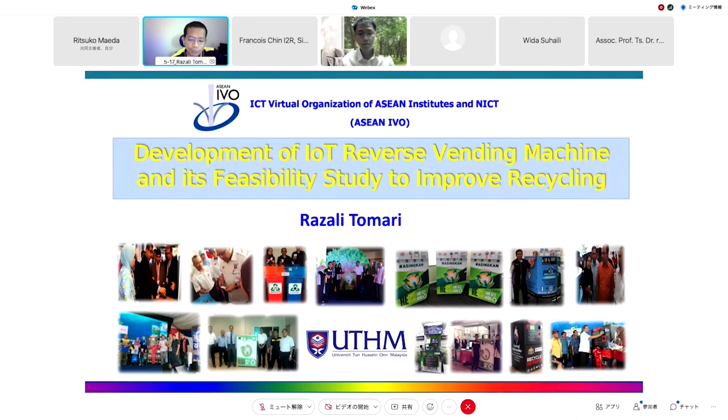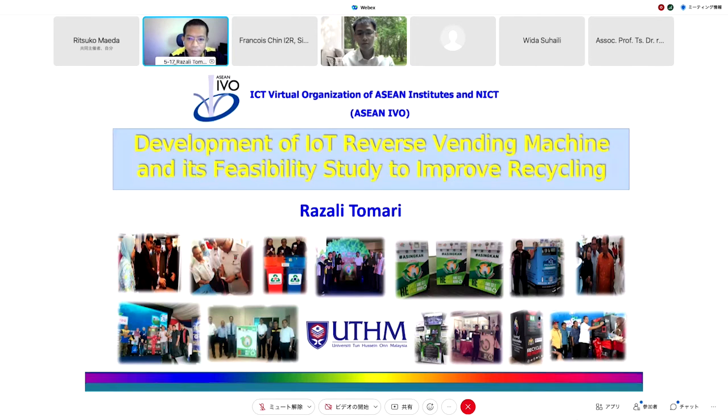In the future, you can see this is our journey in developing this particular machine, where we tested it and, let's say, joined competitions, etc.